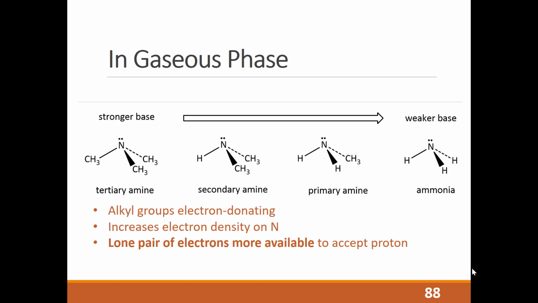So in gaseous phase, the stronger base would be your tertiary amine because there are more electron donating alkyl groups attached to your nitrogen atom, increasing the electron density on the nitrogen atom, and therefore the lone pair of electrons is more available to accept a proton. The whole sequence would be from tertiary to secondary to primary and lastly to ammonia. This is in gaseous phase.